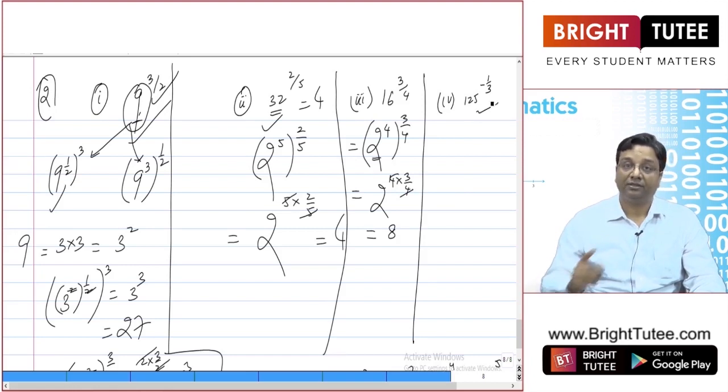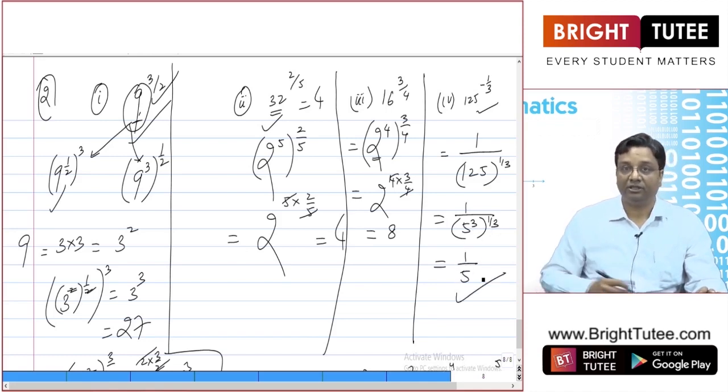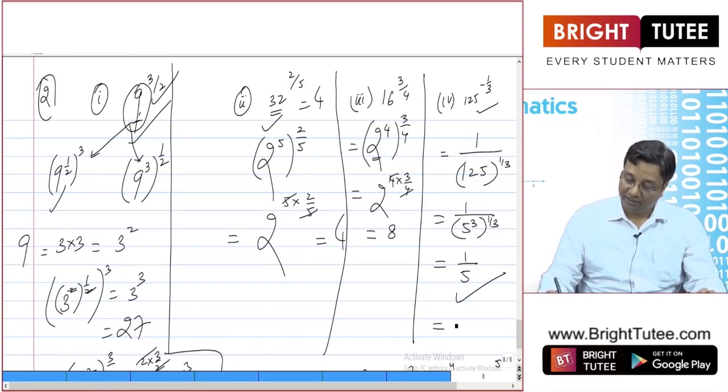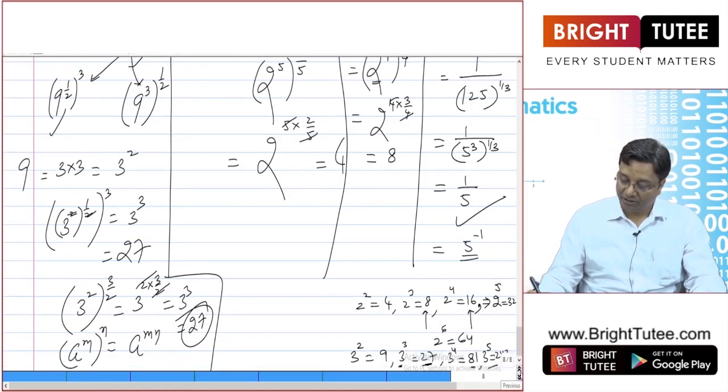For this one you have to deal with negative powers. So first of all you take it in the denominator, 125 raised to 1 by 3. Now what is 125? 125 is 5 raised to the third power, or 5 cubed. So 5 cubed raised to 1 by 3, and as you can see it can be written as 1 by 5. So this is your answer, and if you have to write it in the numerator, you can write it as 5 raised to power negative 1. Okay, so this is how you will solve this question. This was 3 raised to power 5 equals 243.